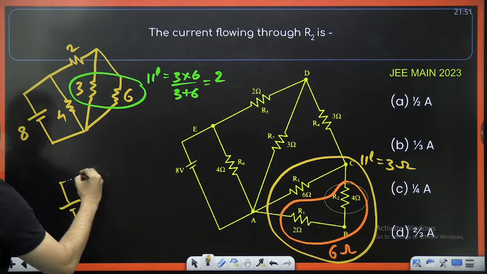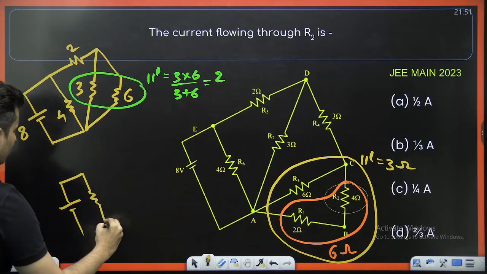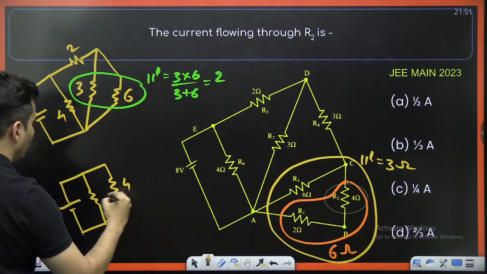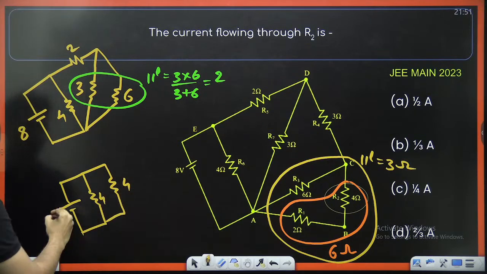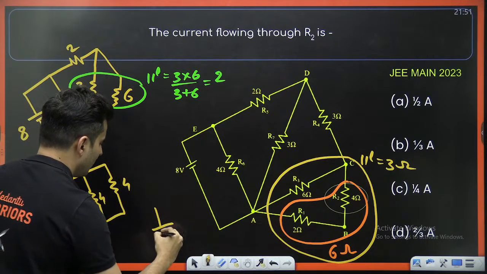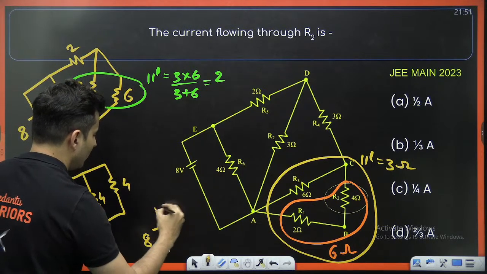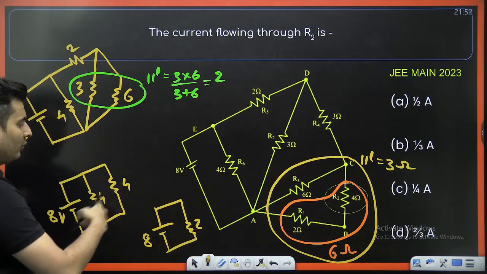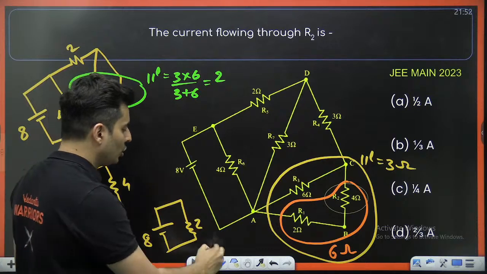Observe it carefully. This 2 and this 2 are in series, so that will make it again 4 ohms. This is also 4 ohms. And this is 8 volts. The equivalent circuit will be just one battery of 8 volts and one single resistance of 2 ohms, because 4 and 4 are in parallel, so the equivalent will be 2 ohms.